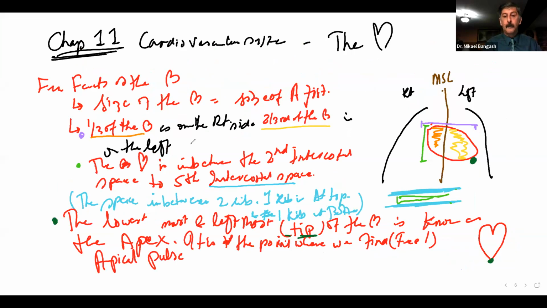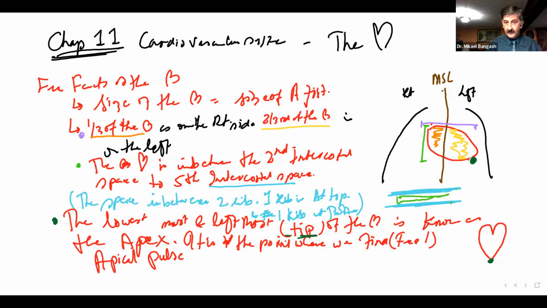Clear? Okay, so that was the side-to-side dimension of the heart. Where we say the heart, from top to bottom, has the area we call the apex, and the area up here is what they strangely enough call the base of the heart. It extends between the second intercostal space and the fifth intercostal space.